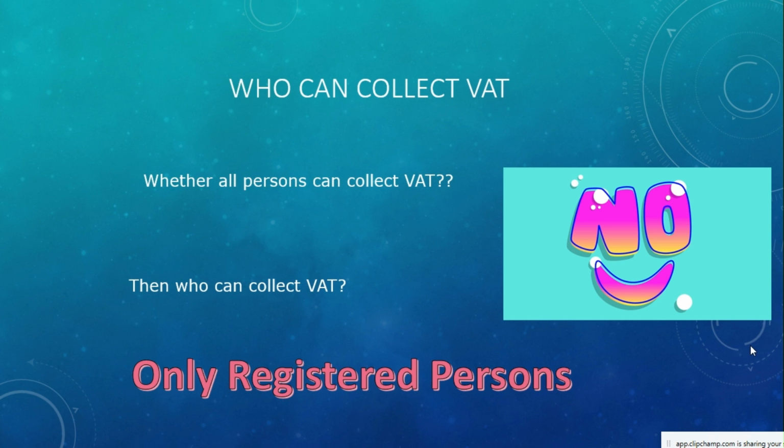For example, in our previous example we discussed Mrs. A, that she bought a television from the XYZ company. Now somehow she is the ultimate customer, and she does not want to use that television, she doesn't like that television, and she's further selling it to some other person. So is she authorized to collect VAT from that other person? The answer is no, because only an authorized person, here we call it the registered person, only those persons who are registered under the VAT system are authorized to collect VAT from the customer.